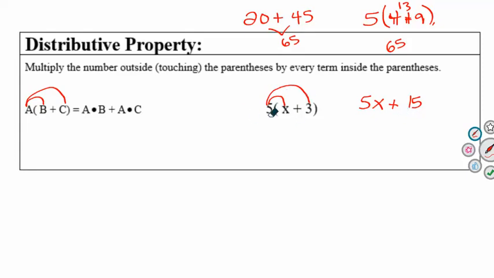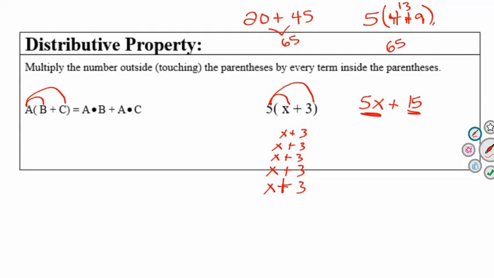Another way you can think about this: I have 5 of these, of x plus 3. So I have 5 of those. That just means x plus 3, x plus 3, x plus 3, x plus 3, and x plus 3. I have 5 groups of them. So I have 1, 2, 3, 4, 5 x's, and then 3, 6, 9, 12, 15. I could write it out all the time, but this seems so much easier. 5 times x just means 5x, and 5 times 3 means 15.